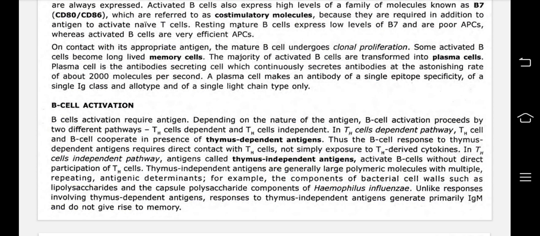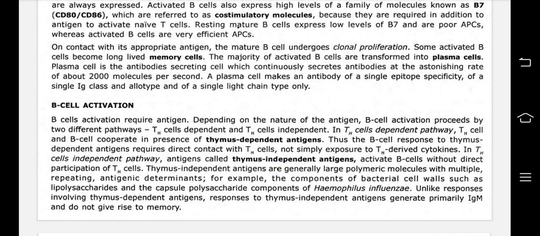B cell activation requires antigen. Depending on the nature of an antigen, B cell activation proceeds by two different pathways: Th cell dependent and Th cell independent. In the Th cell dependent pathway, Th cell and B cell cooperate in the presence of thymus dependent antigens. Thus, the B cell response to thymus-dependent antigen requires direct contact with Th cells, not simply exposure to Th-derived cytokines. In the Th cell independent pathway, antigens called thymus-independent antigens activate B cells without direct participation of Th cells.